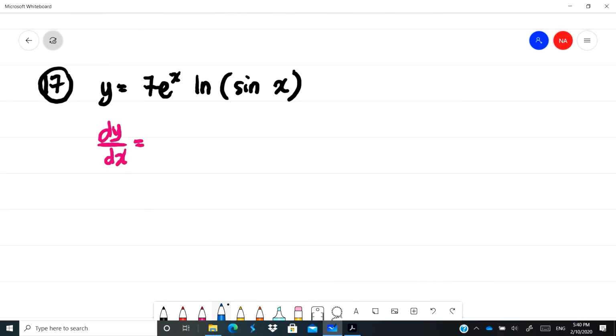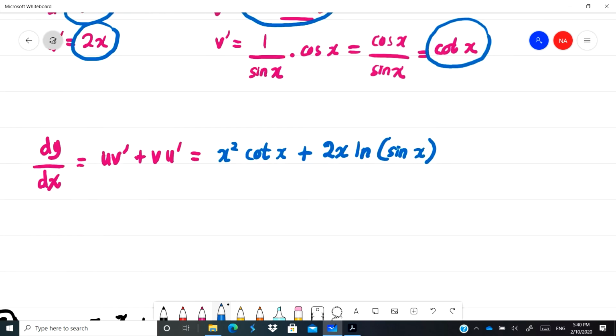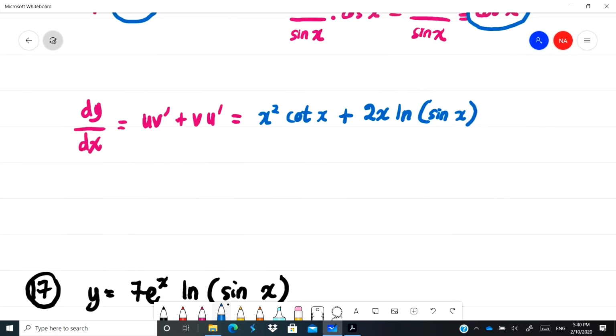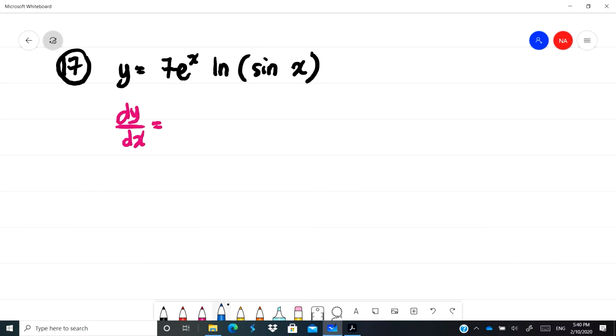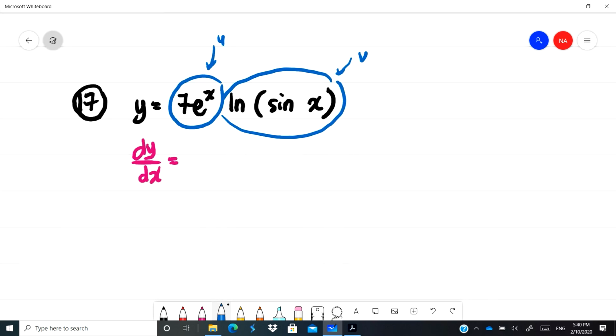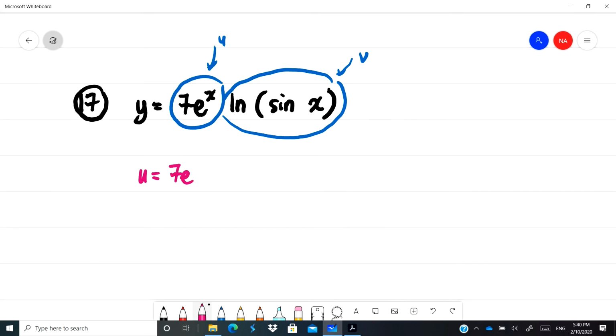But before you get the final answer, you have to show one by one how you get u and how you get v, and then you show the formula for the product rule that you make use of. So let's move to question number 17. Again, identify this part as u and this part as v. Before we could use dy over dx here, we have to find the differentiation for u and v. So u is 7e to the power of x, and v is ln of sine x.